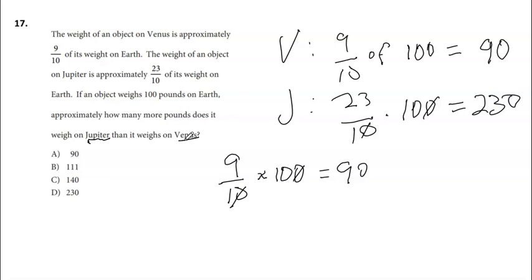And they want us to find the difference, right? It says by how many more pounds does it weigh on Jupiter than on Venus. So we find the difference. So it's 230 minus 90, right? 230 minus 90 is what? I think it's 140, right? So it's going to be this. 230 minus 90.